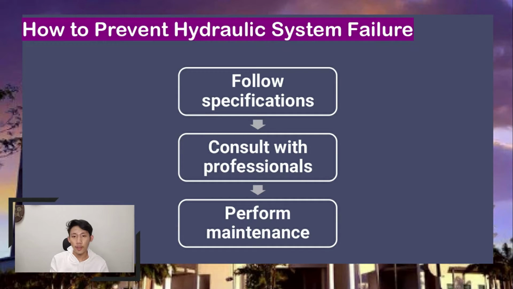Avoid hydraulic system failure by following these instructions. First, follow specifications: trace the most common hydraulic system issues and always double check specifications to ensure the parts can function. 2. Consult the professional to discover what they recommend when installing new parts. 3. Perform maintenance. Review your daily, monthly and annual maintenance procedures to ensure every aspect of the system is covered according to best maintenance practice.